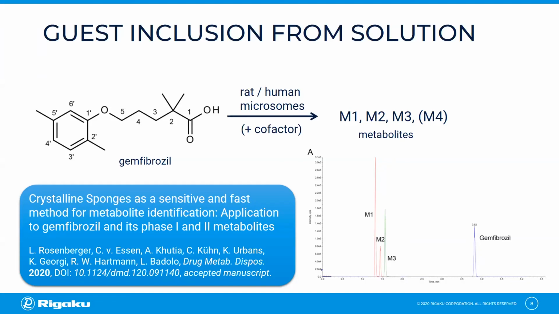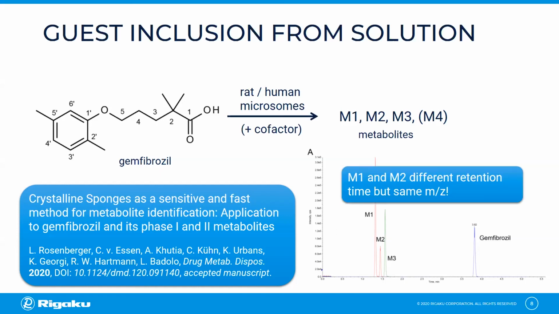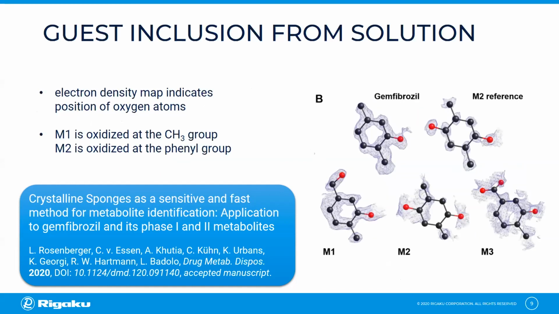Because only very small substance amounts are used in these experiments, a crystal sponge can help to determine the proper crystal structure. The electron density maps revealed the constitution of the soaked-up metabolites. M1 is oxidized at the C3 group and M2 is oxidized at the phenyl ring. A result that would have remained unclear with such small substance quantities.